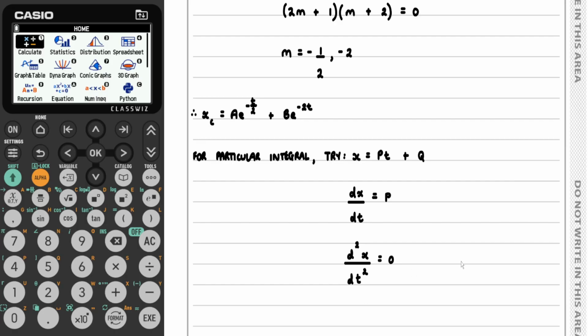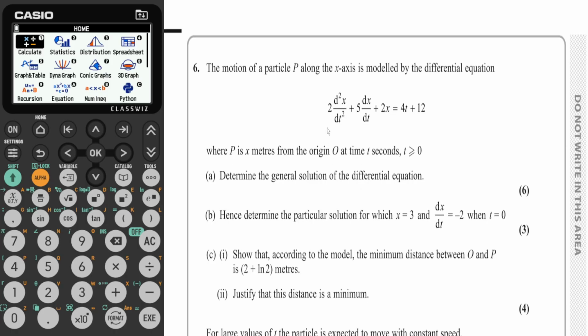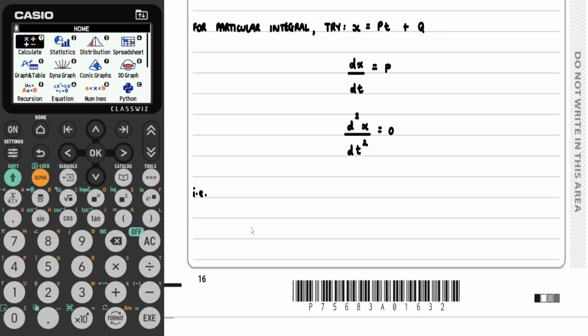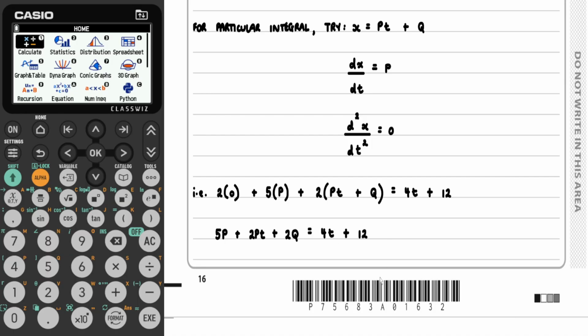We can substitute these back into the differential equation. So we have 2 times the second derivative 0, plus 5 times the first derivative p, plus 2 times the function x, so that's 2 times pt plus q, and this is equal to, well, on the right hand side we have 4t plus 12. So we can simplify this to 5p plus 2pt plus 2q equals 4t plus 12.